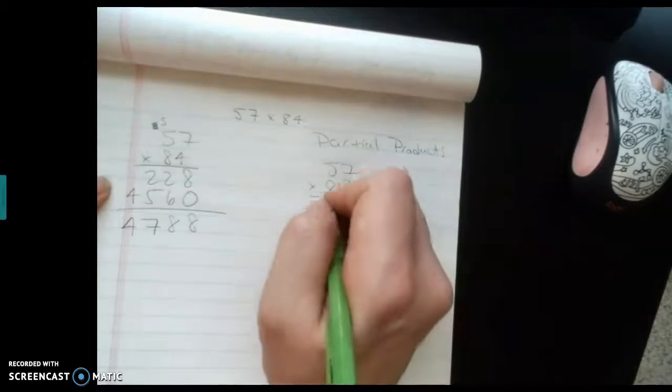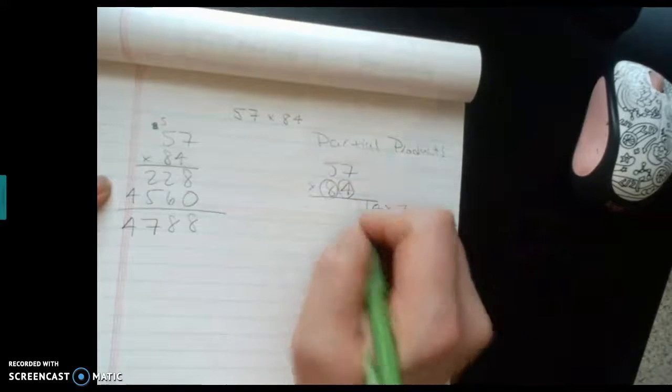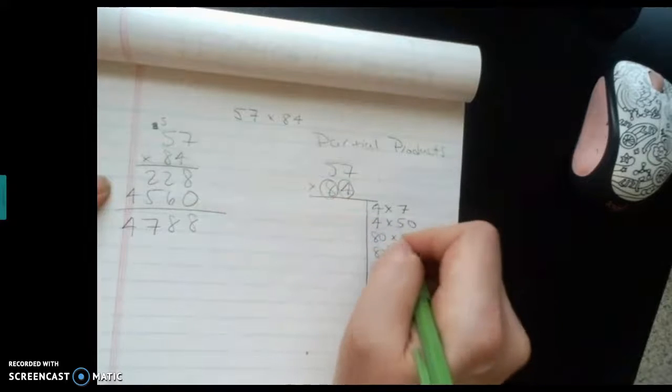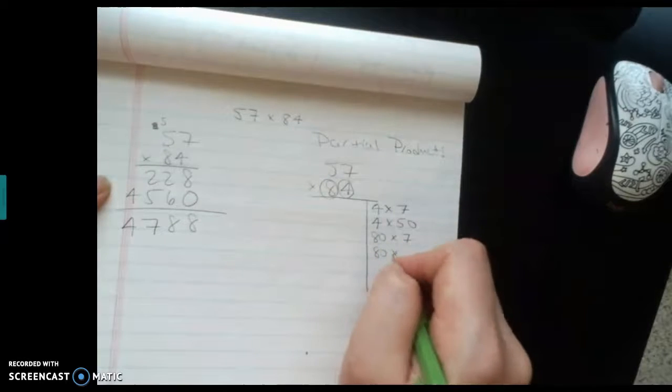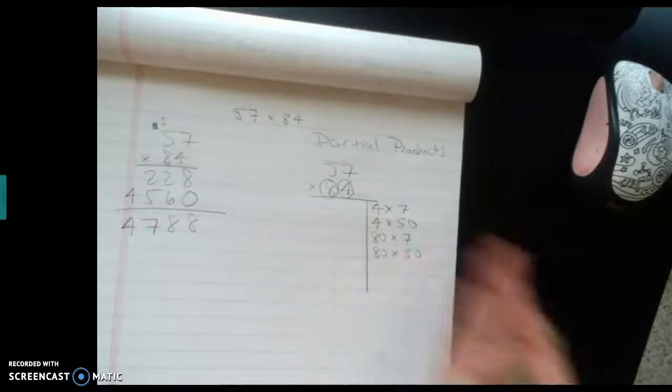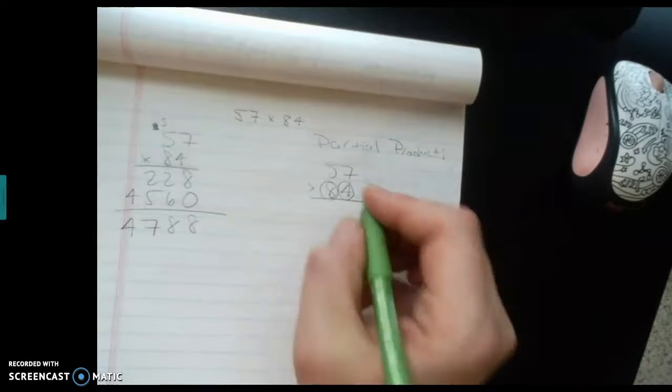Then I'm going to go look at that 8. And that 8 is not really an 8, it's an 80. So I'm going to view it as 80 times 7. And then I'm going to view it as 80 times 50. So it all focuses on place value. So I wrote all of those multiplication facts off to the right. And then I'm going to do them.